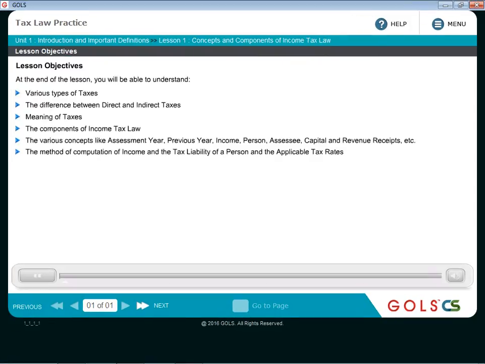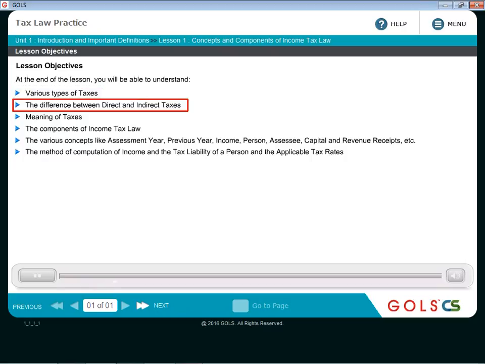Introduction and important definitions. In the first topic, we're going to understand how the taxes in a country are broadly bifurcated. The taxes in India, as well as in many countries, are bifurcated in two types. One is a direct tax and one is an indirect tax.